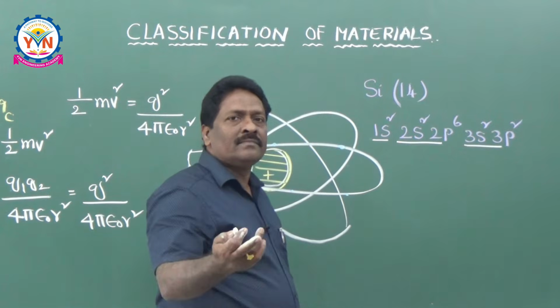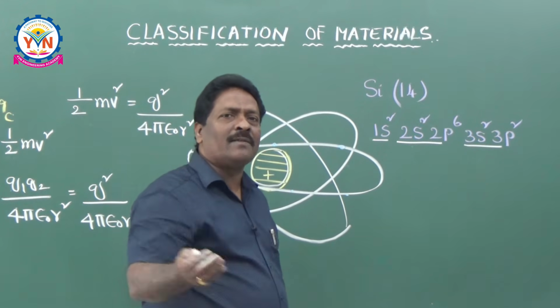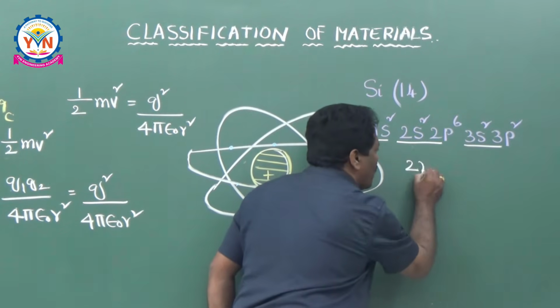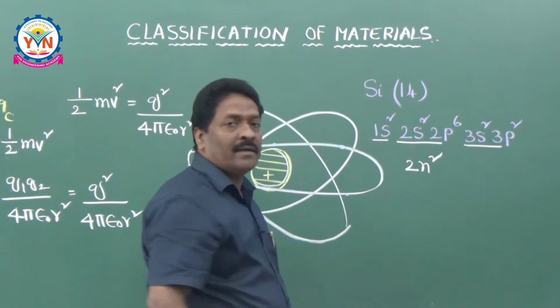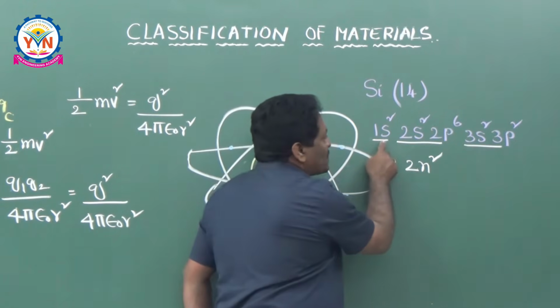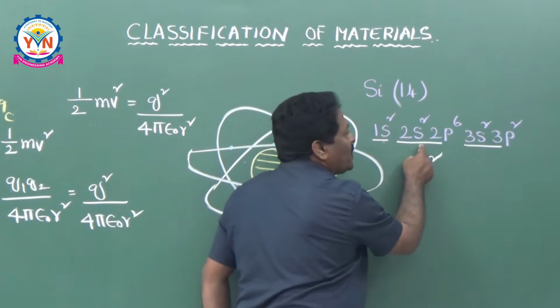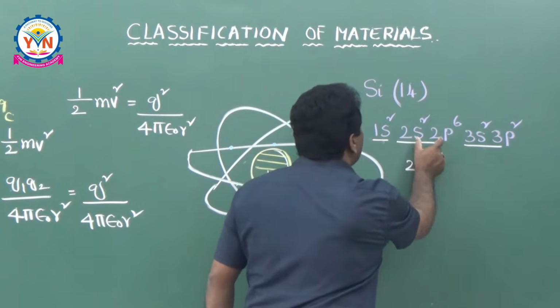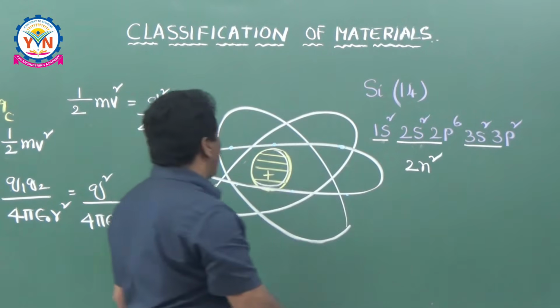You know, the number of electrons in each and every orbit is given by 2n square. That is the general formula you use for calculating the number of electrons in the orbit. So that's why the first orbit has 2, the second orbit has 8, and the third orbit has 4. So this particular silicon is having 3 orbits.